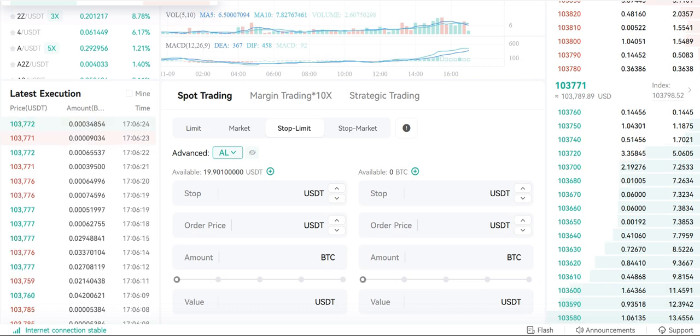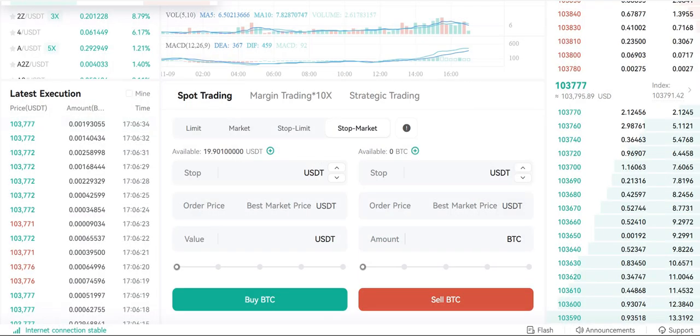We also have stop limit, where when the price reaches a certain amount, you place a stop order, and that'll trigger an order price at a specific amount, and the same for selling. There's also the stop market order here. In the stop market order, you would do exactly the same. When it reaches a specific price, then you trigger a buy or a sell automatically at the market price.